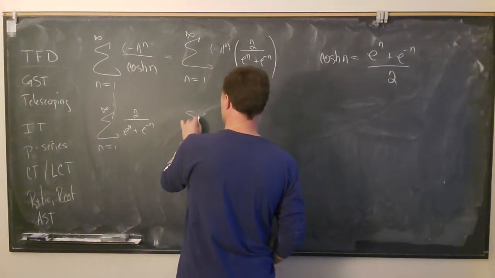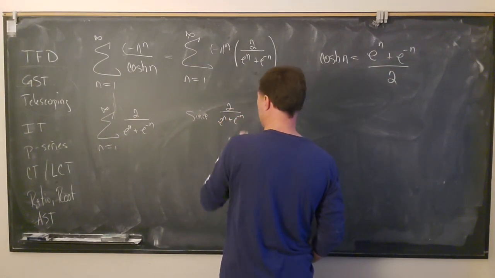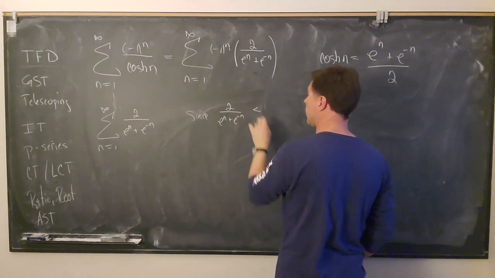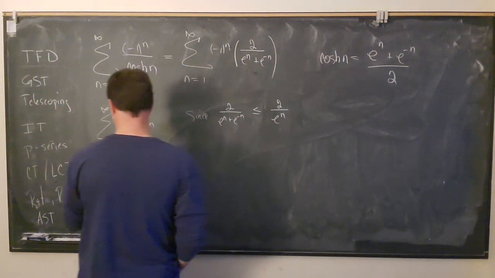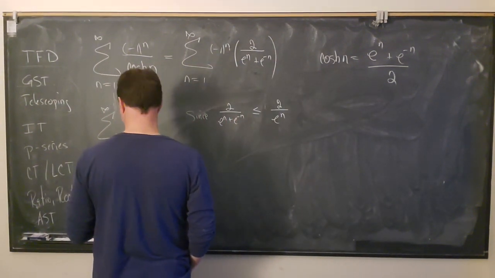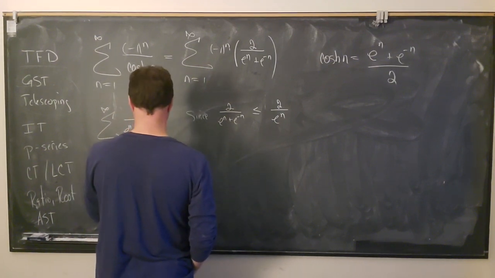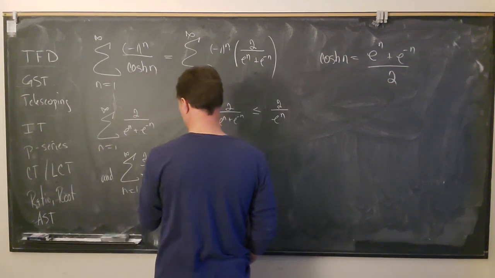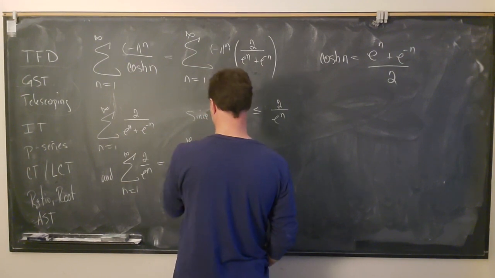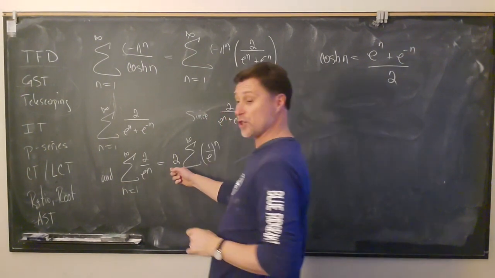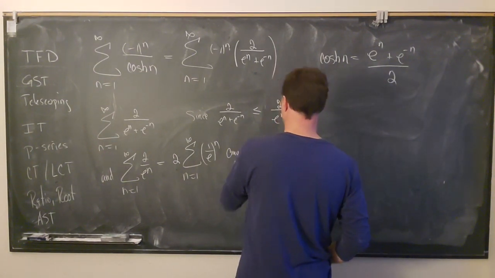So we can say, since 2 over e to the n plus e to the minus n is less than or equal to 2 over e to the n, and the sum n equals 1 to infinity of 2 over e to the n. Let me rewrite this so it looks more clearly geometric. It's 1 over e raised to the n with a 2 out front. All right, this converges by the geometric series test.